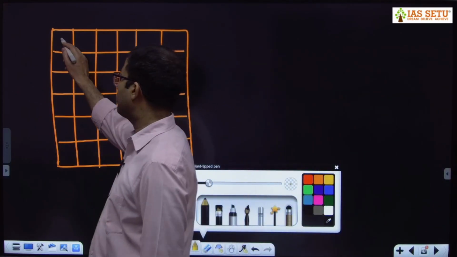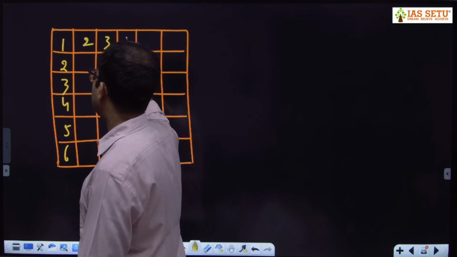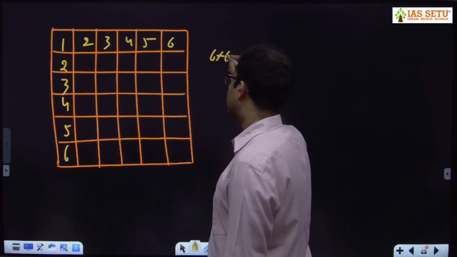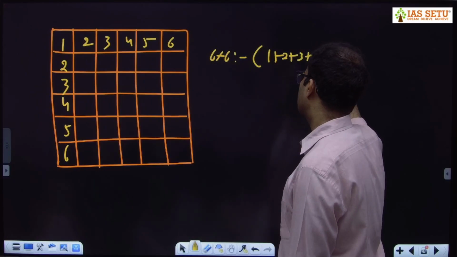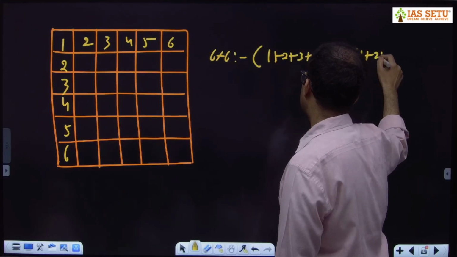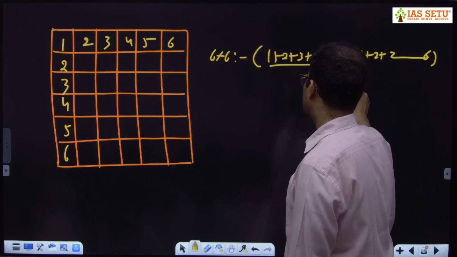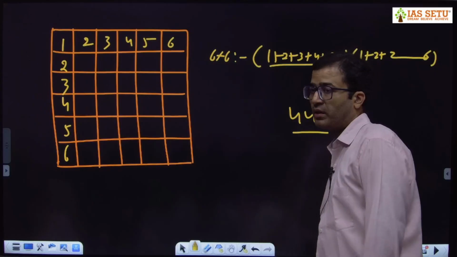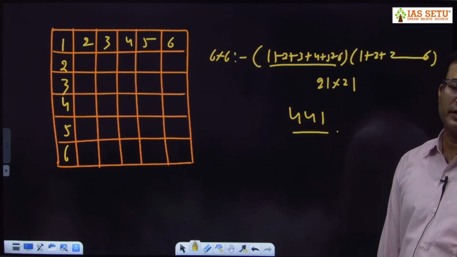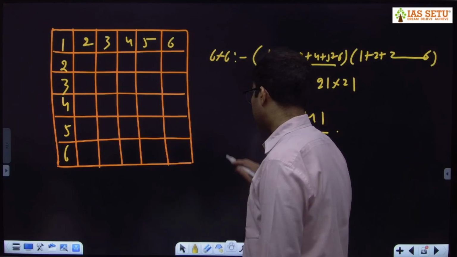Now here our given figure is 1, 2, 3, 4, 5, 6. So it is a 6 by 6 figure. So if it is a 6 by 6 figure, first bracket: 1 plus 2 plus 3 plus 4 plus 5 plus 6, into 1 plus 2 plus 3 plus 4 plus 5 plus 6. It is 21 into 21. What is 21 square? 441. So how many rectangles are there in this given figure? 441.